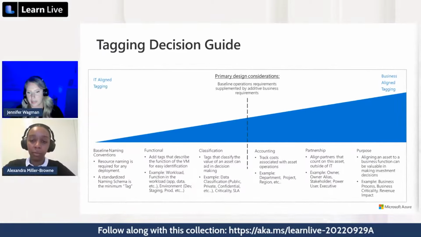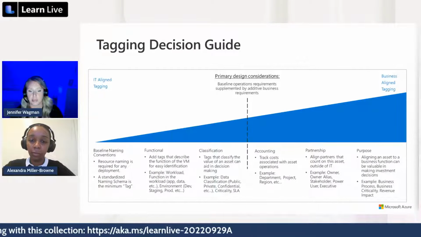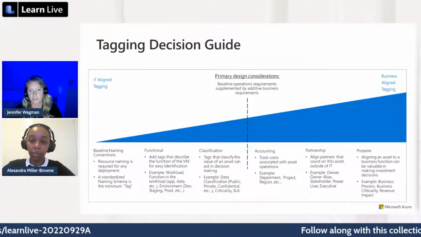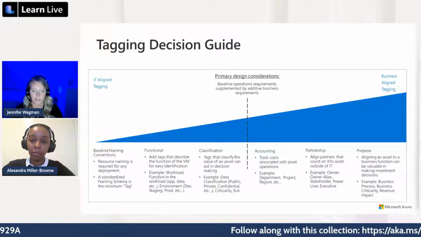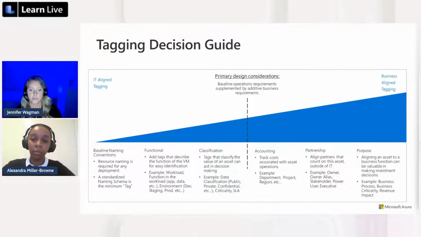Are you using any tags that help you classify the data on those resources? Do you need to have tags for accounting purposes, for tracking costs? Are you associating this with any partnership? Is this owned by a cloud service provider or a partner who is managing that resource, and you want to make sure that they understand their level of ownership? Or purpose, again, just understanding if it's associated to an application or workload, just being able to quickly identify it with some of that metadata.